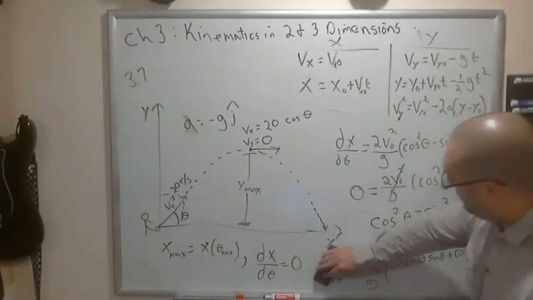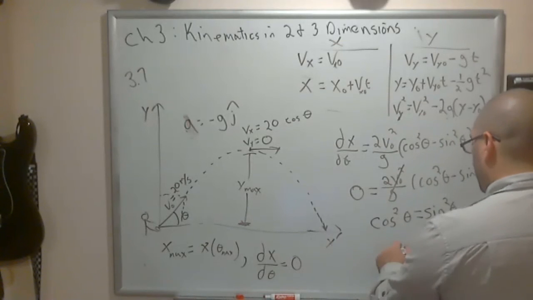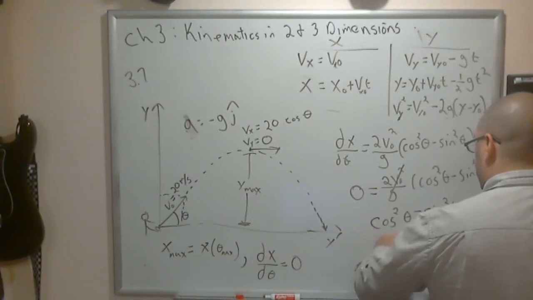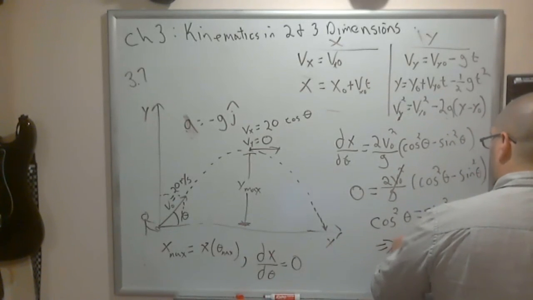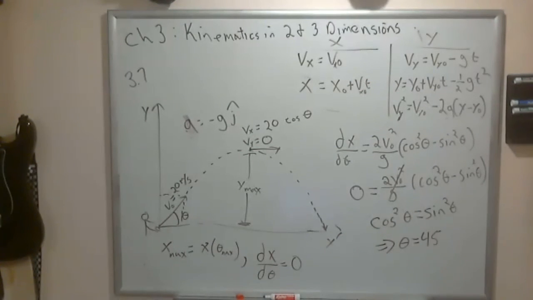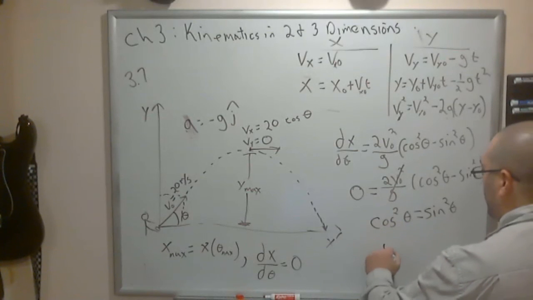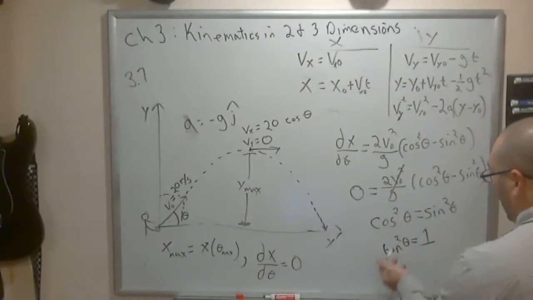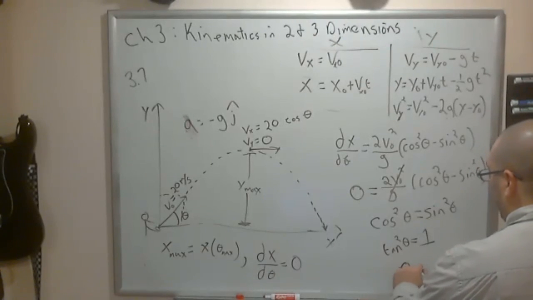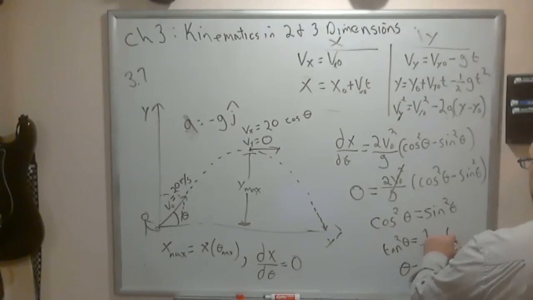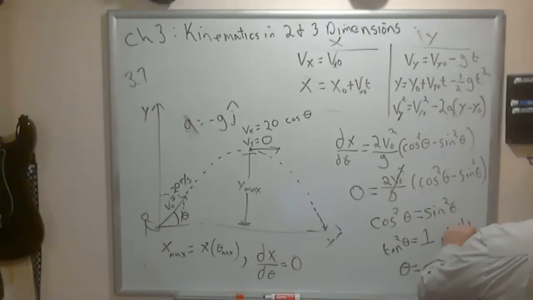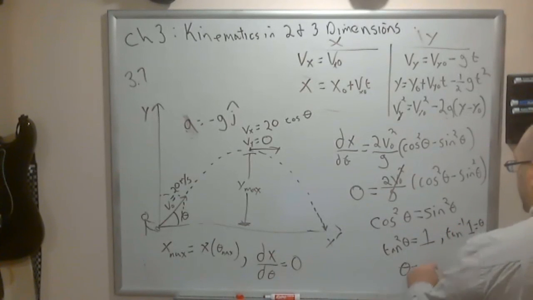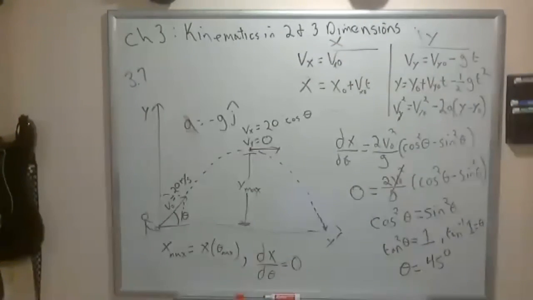And this implies that theta is equal to 45 degrees. Right? So the way to do this is you divide this over here, so you get tan squared theta is equal to 1. And then you do the inverse tan. Inverse tan of 1 is equal to theta, and then we get 45 degrees. All right, and we find that.